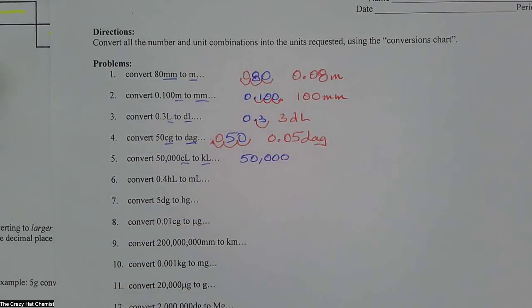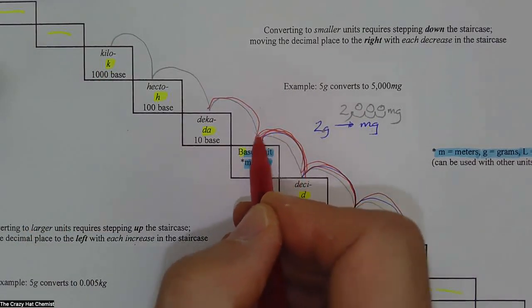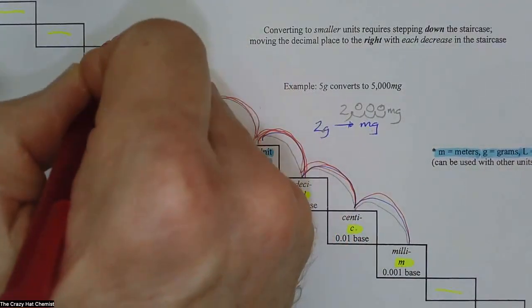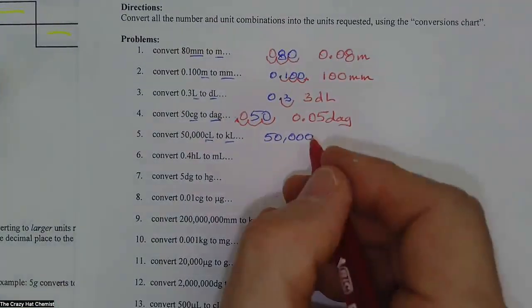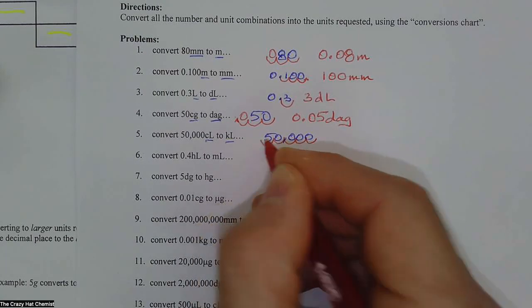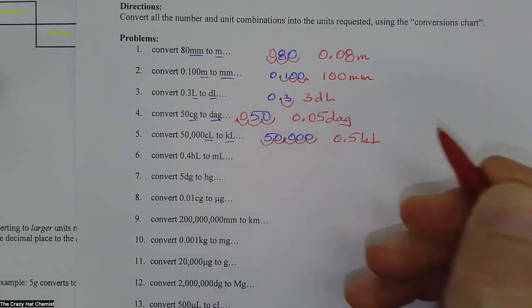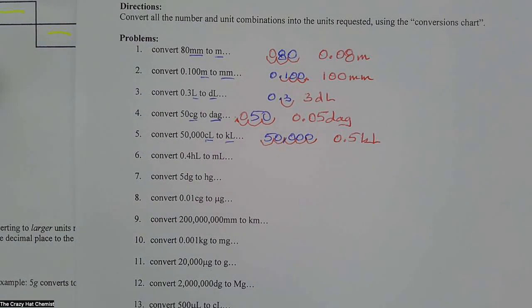Next one is 50,000 centiliters to kiloliters. So centiliters to kiloliters. So centiliters, 1, 2, 3, 4, 5 to the left. There's my decimal. That's 0.5 kiloliters. Perfect. Easy peasy.